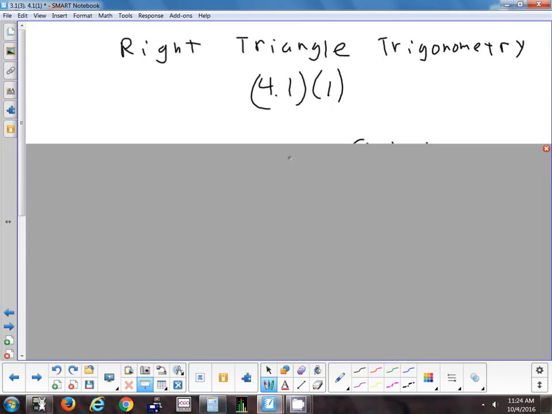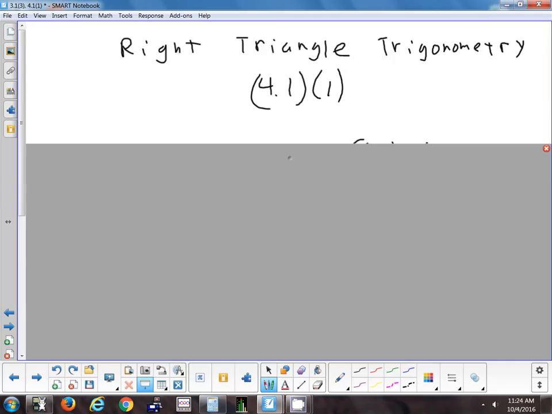Okay, and we're going to talk about right triangle trigonometry. Some of you might have done this in geometry a little bit. If you've done the SOHCAHTOA, anybody done that? A few people? Okay. If you know what I'm talking about, then you've done things like this before.